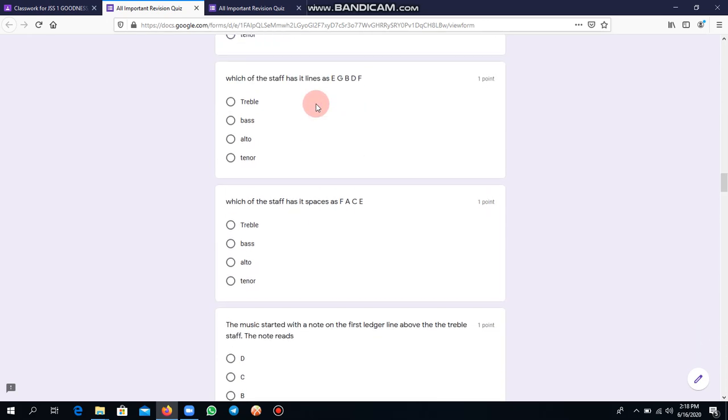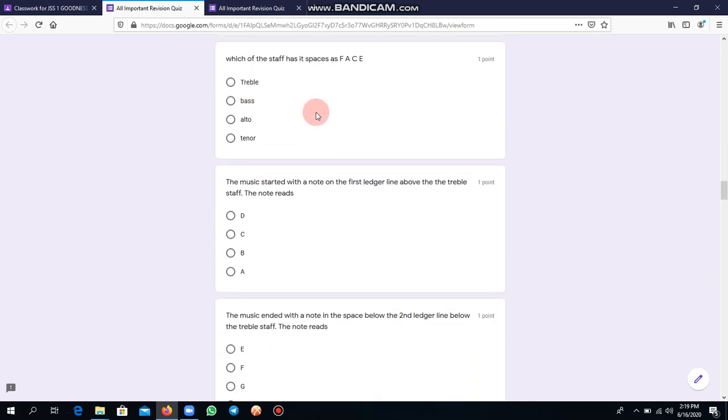Can we continue? Yes. Which of the staff has its lines as E, G, B, D, F? The treble staff has the first line as E, space is F, the next line is G, space is A, the next line is B, space is C, the next line is D, space is E, and then the last line is F. So these are the pitches for the treble staff. So the right answer is that.